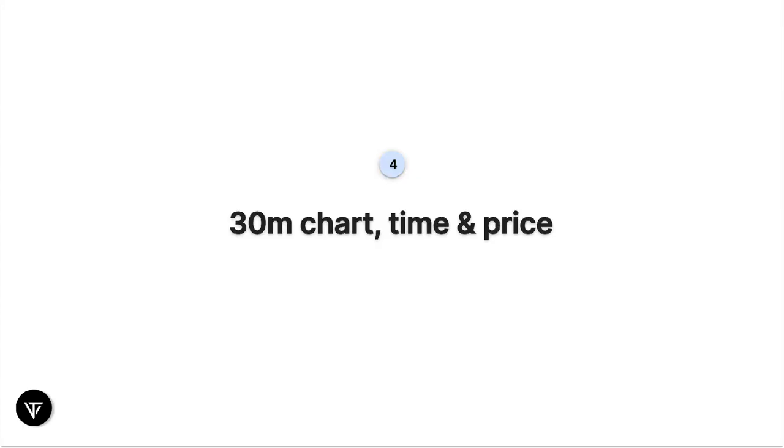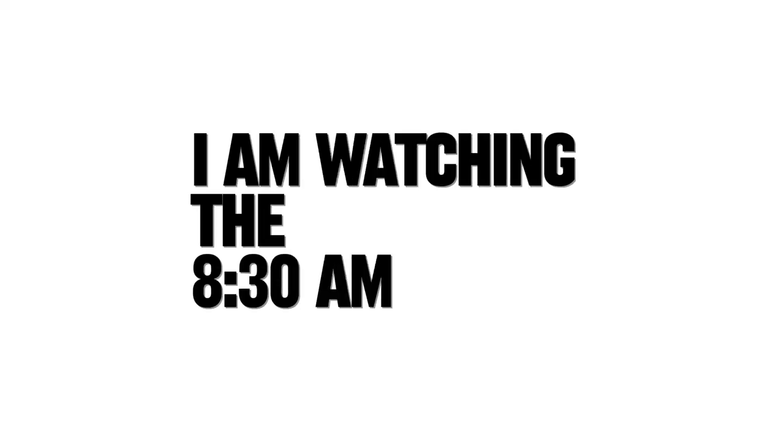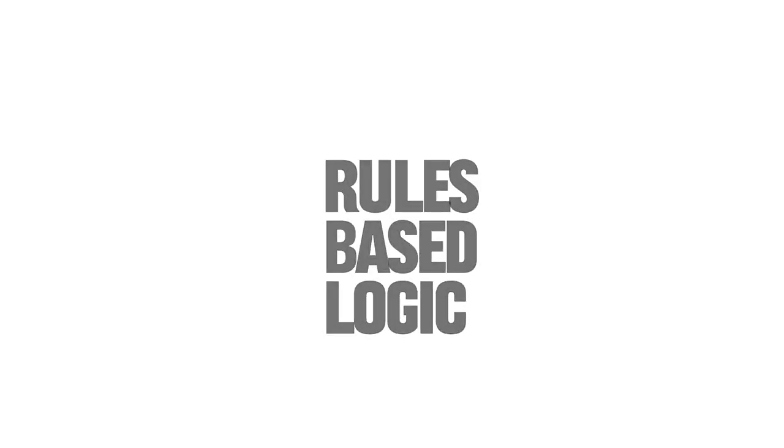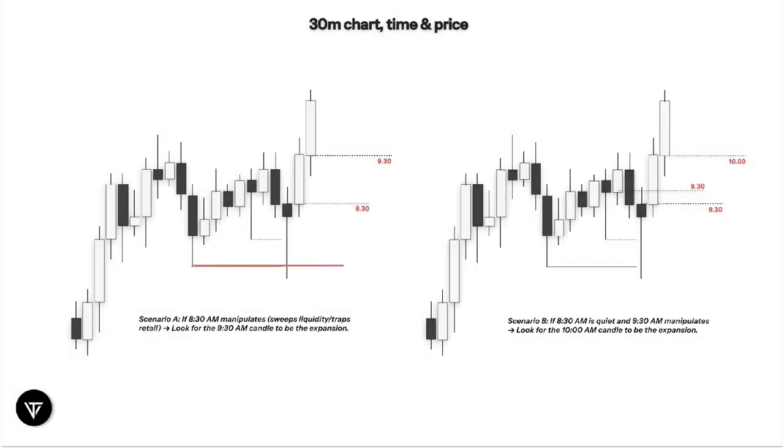Now here's where the absolute magic happens, the 30-minute chart. This is all about the opens, time and price, guys. If you don't understand time, you're trading blind. I am watching the 8:30 a.m. and 9:30 a.m. opens like a hawk. Here is my exact rule-based logic for this. If the 8:30 open manipulates, meaning it drops down, sweeps liquidity, and traps retail, then I want to see the 9:30 open act as the expansion candle.